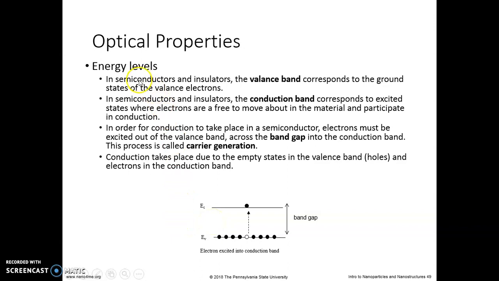Next, energy levels in semiconductors and insulators. The valence band corresponds to the ground state of the valence electrons. In semiconductors and insulators, the conduction band corresponds to the excited states where electrons are free to move about the material and participate in the conduction. In order for conduction to take place in a semiconductor, an electron must be excited out of the valence band across the band gap into the conduction band. This process is called carrier generation. Conduction takes place due to the empty states in the valence band and electrons in the conduction band.